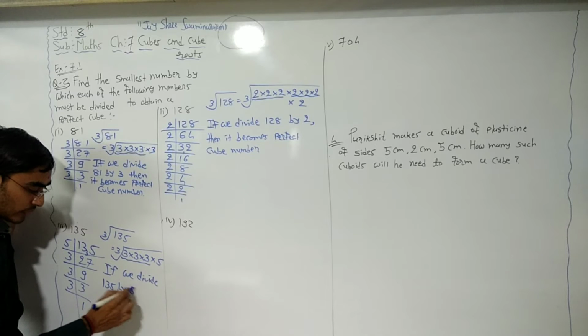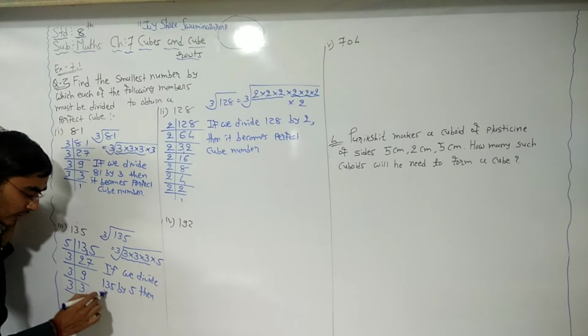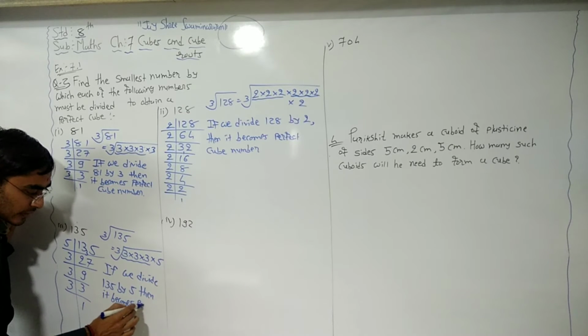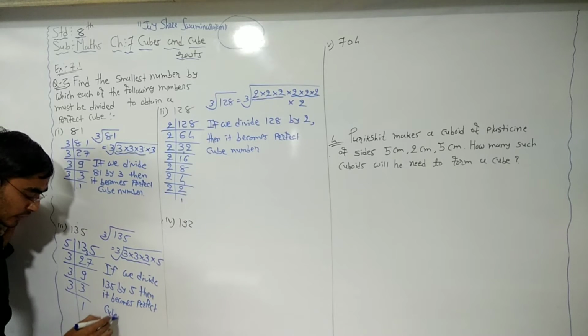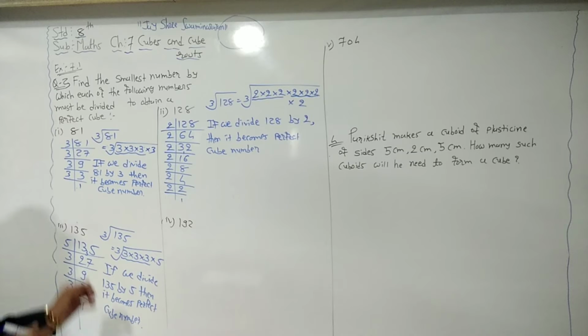So here our answer is: if we divide 135 by 5, then it becomes a perfect cube number. Okay. After that, number 4, 192. Same process we need to do here.